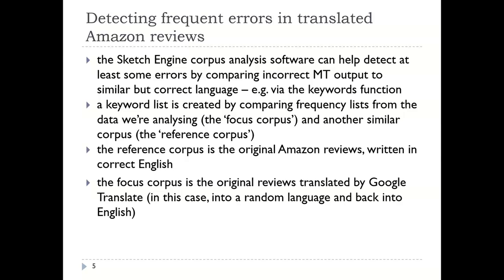So that is the reference corpus. What I've done for the purpose of the class exercise is generate another set of Amazon reviews, by translating the originals into another language chosen pretty much at random, and then back into English. So we have two sets consisting of the same reviews. One set is original, the reference corpus, and the other set is translated twice, in fact, and that's the focus corpus.